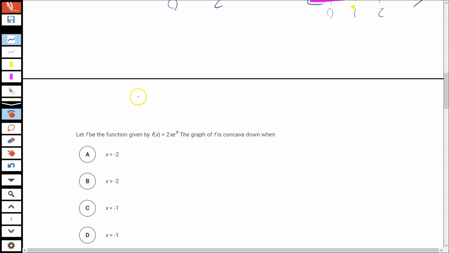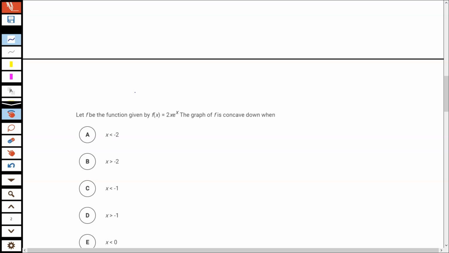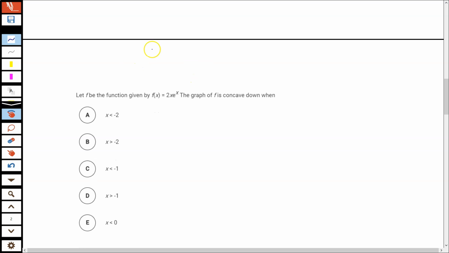Okay, moving right along. This one, here's where we get away from the Delta Math a little bit, and this one is a really cool problem. I like this one a lot. We want a graph of f that is concave down. Okay? So we're going to take a derivative, and notice we have product rule here to start.